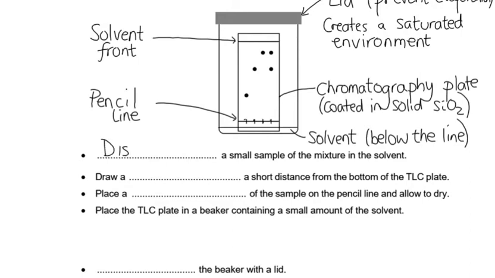We need to dissolve that aspirin into some solvent so that it is a solution so that we can spot it onto our plate. You're going to draw a pencil line a short distance from the bottom. Remember that it's pencil because pen would run.